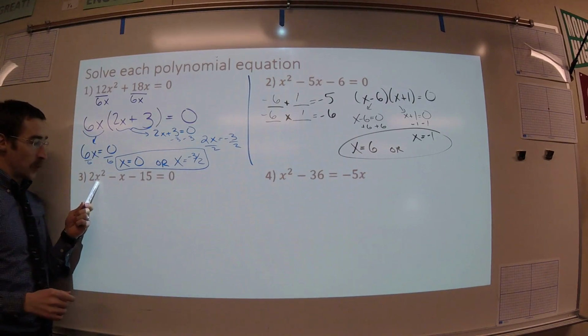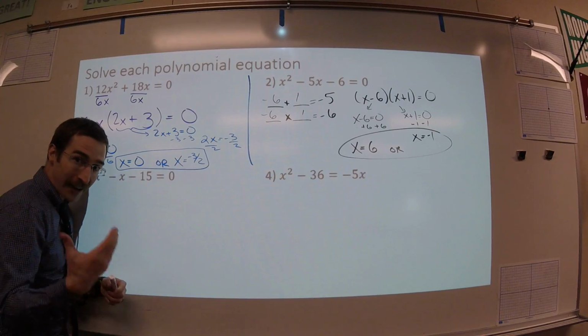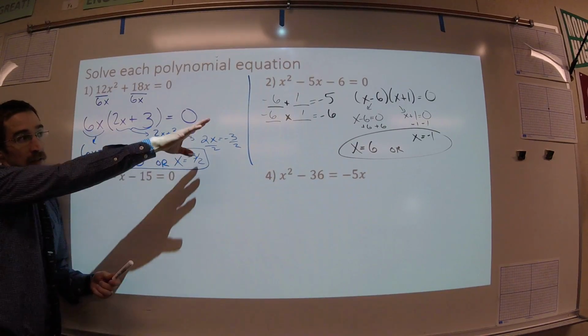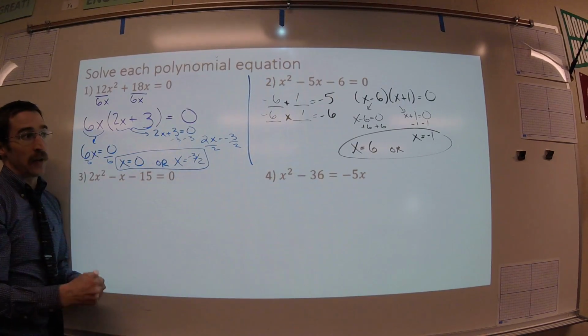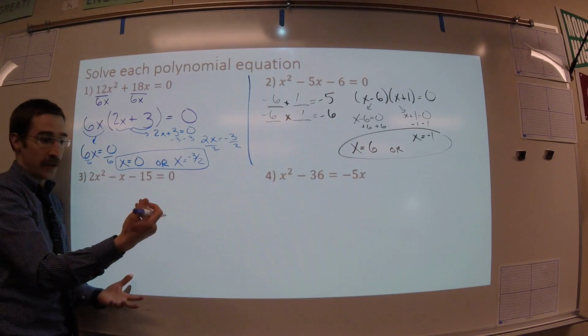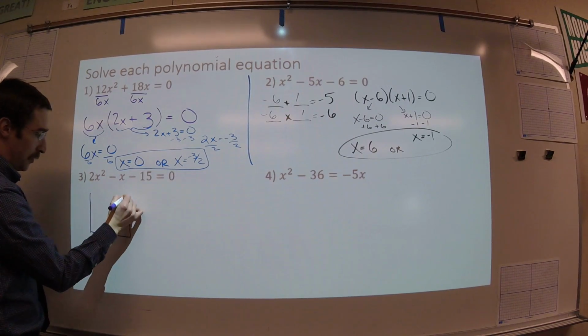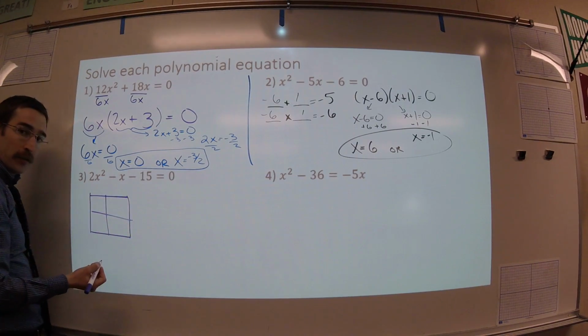Here we got 2x squared minus x minus 15 equals 0. Once again, we're going to factor first, get it so it's something times something equals 0, and then use the zero product property. Set each thing equal to 0 and solve.